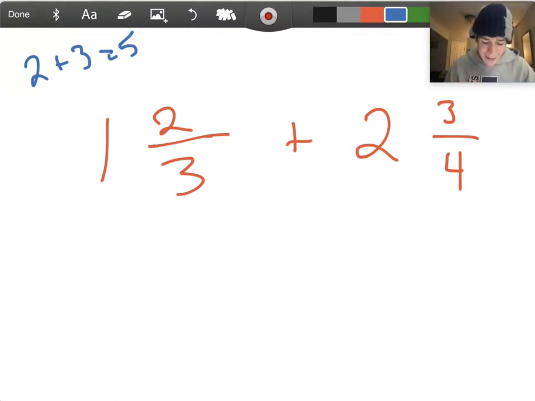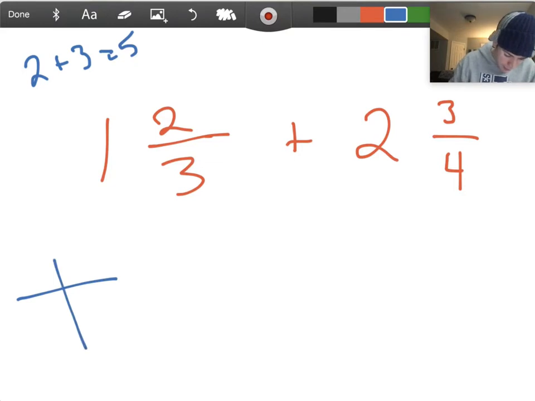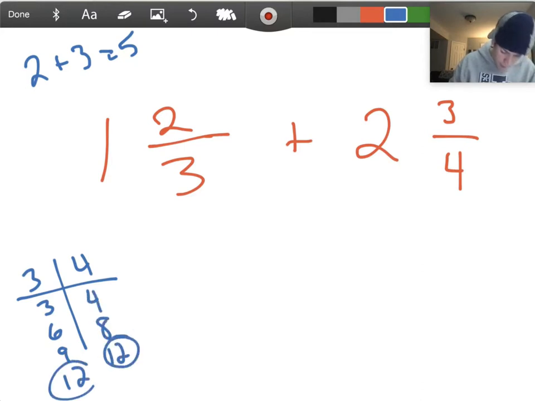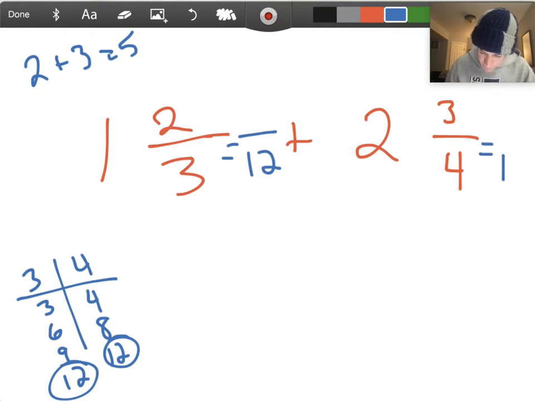Now, when I add these two pieces together, 1 and 2/3 and 2 and 3/4, again, I'm going to look at my two denominators, 3 and 4, and I am going to find a common denominator. In this case, it is going to be 12. Now, notice neither of these pieces are currently in 12ths, so I am going to have to make them both into 12ths. What I always do is just start off writing it like this. So I know that I'm changing both of those into 12ths.